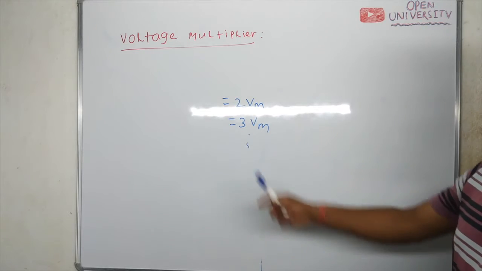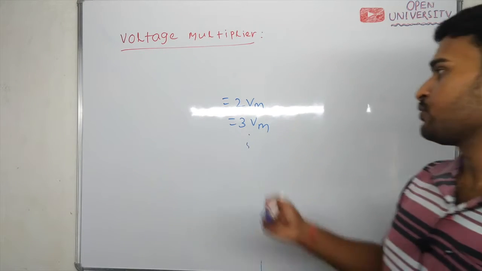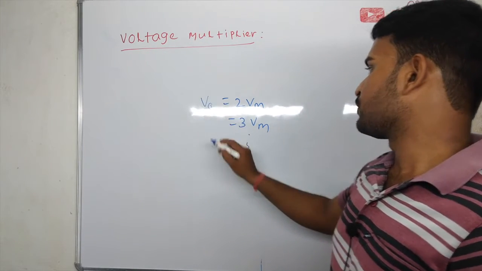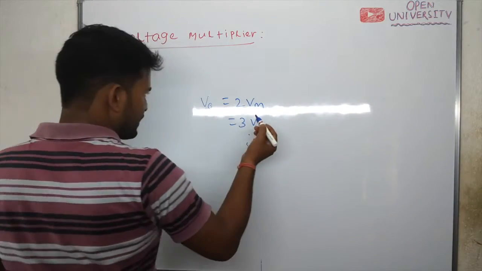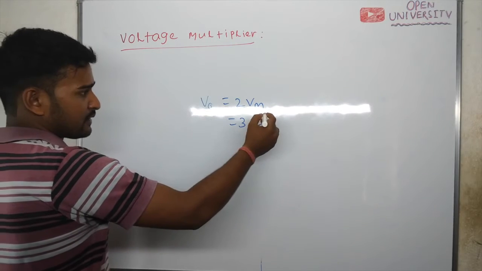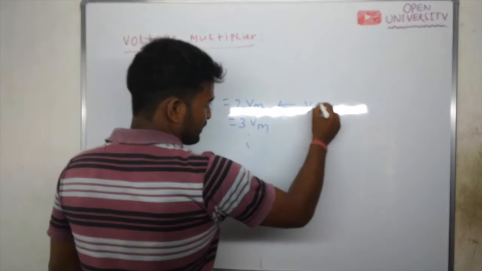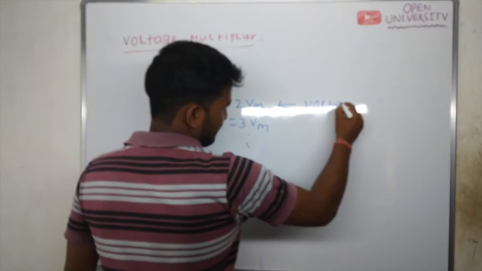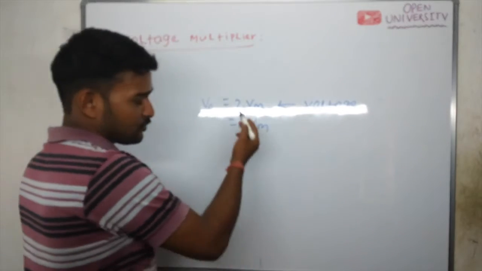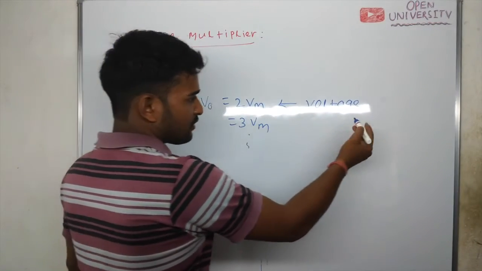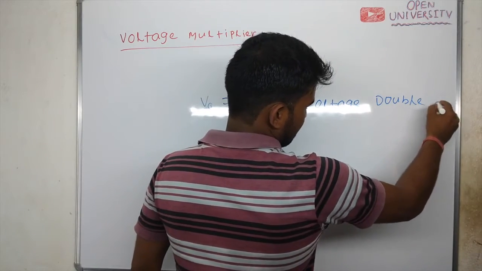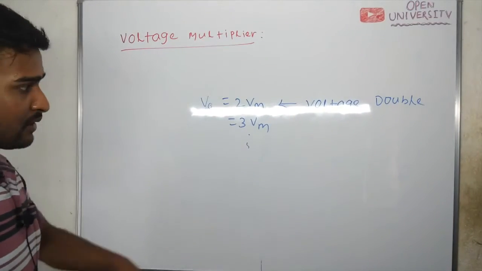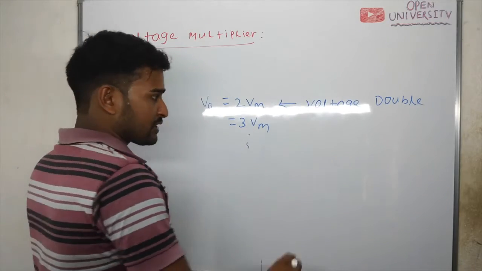Okay, write down this example. V0 equal to 2 Vm, 3 Vm, 4 Vm, like this. Now, if output voltage is 2 Vm, then that circuit is called as voltage doubler. If output voltage is 2 times peak input value, it is called as voltage doubler.